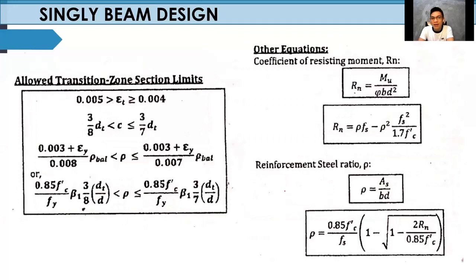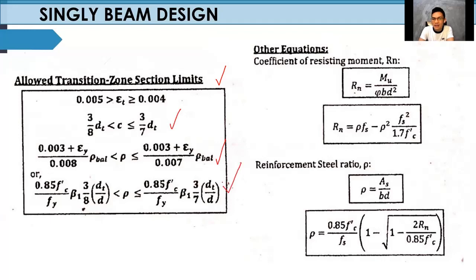Ayan, how about if sinabi na allowed yung ating transition zone or section limit? No? So, that is, ito yung gagamitin natin. Nasa transition tayo na zone or section limit if nasa gitna siya sa mga gantong mga values. So, ganyan for checking na yan.